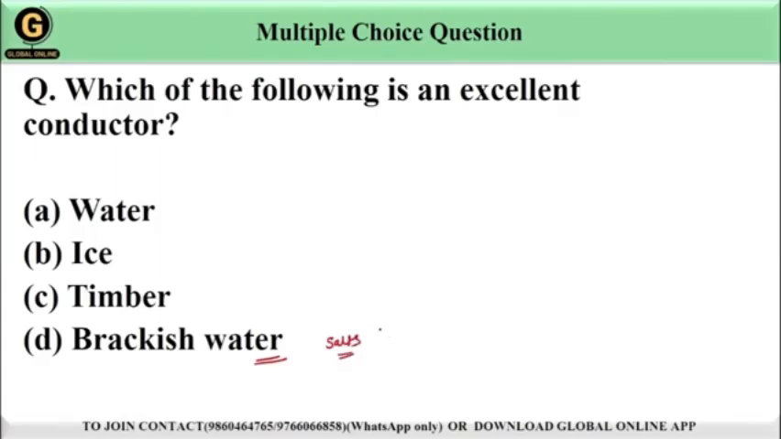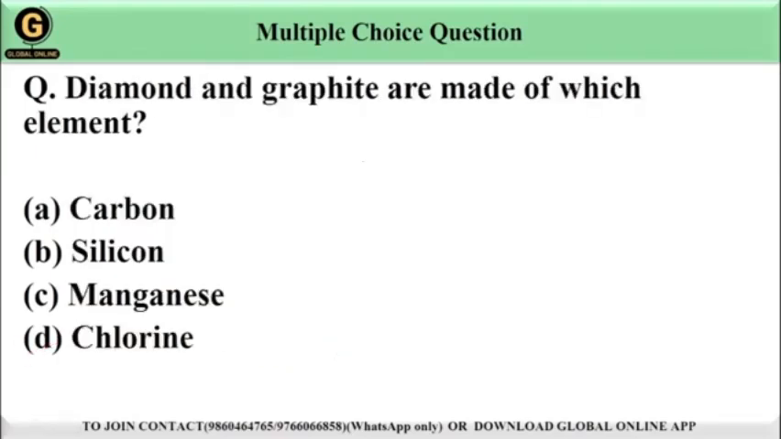In contrast, pure water like distilled water is a poor conductor, and materials like ice and timber are generally not good conductors of electricity. So the correct option for this question is option D, brackish water. Let's see the next question. Diamond and graphite are made up of which element? We have options for this: carbon, silicon, manganese, and chlorine.